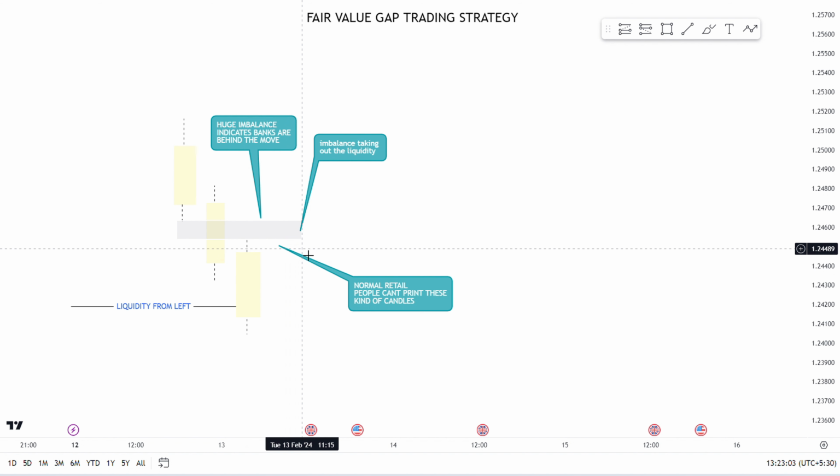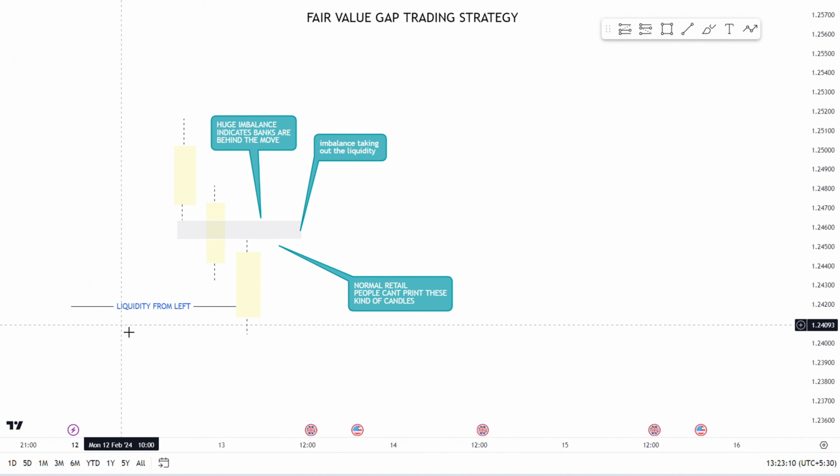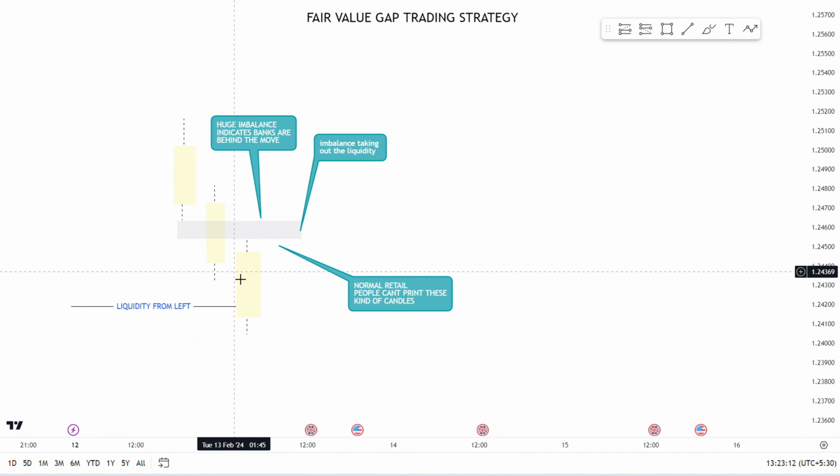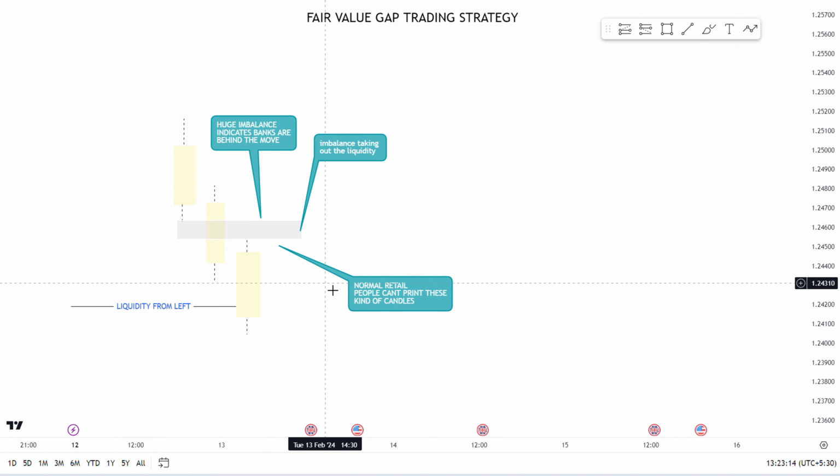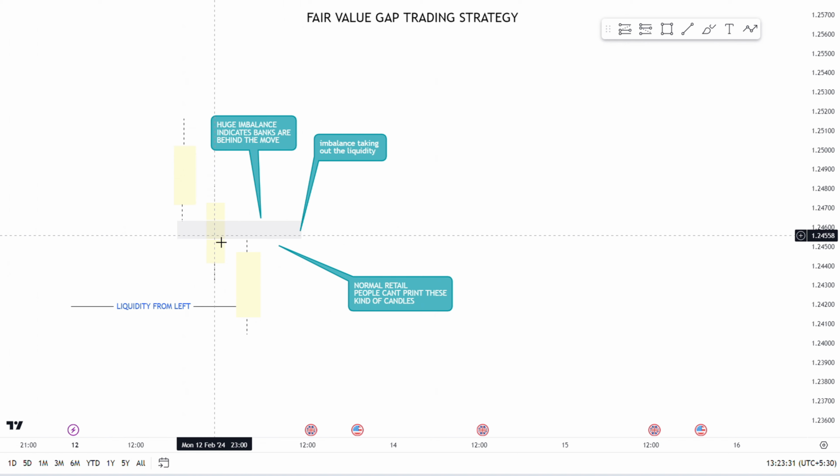The fair value gaps that are taking the liquidity are the very important fair value gaps. For example, see, there is a liquidity from the left and the fair value gap is taking out the liquidity. What does it mean? No retailer, you or me, can produce that type of price action, because this forex industry is controlled by the large banks. If they want to get liquidity, they will push the prices into the liquidity levels like this. We can see the imbalance. Can you see the imbalance from this candle to this candle?